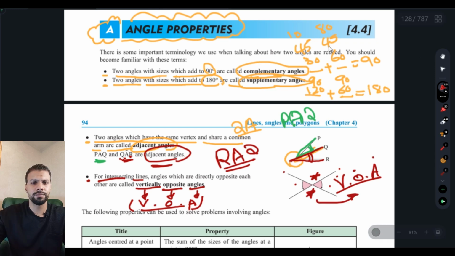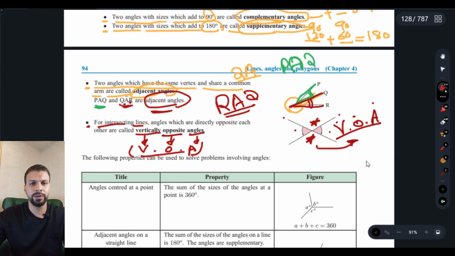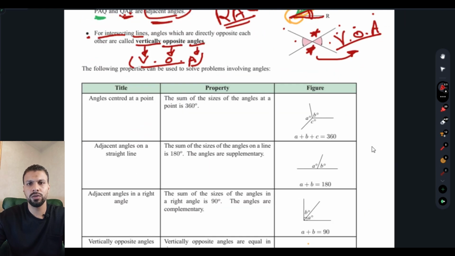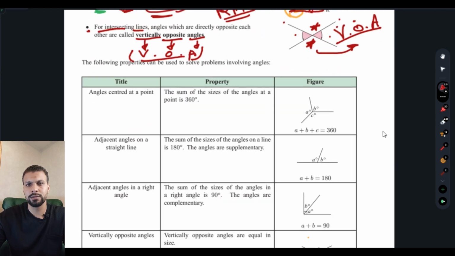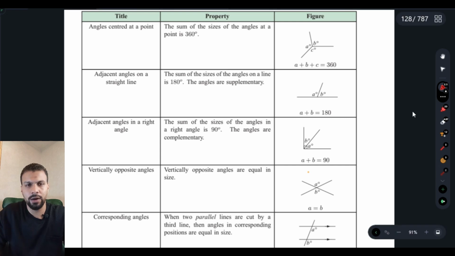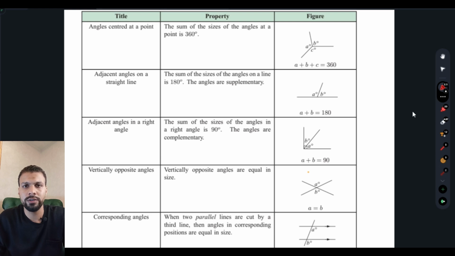Let's continue. The following properties can be used to solve problems involving angles. Let's see how it comes. Angles centered at a point. The sum of the sizes of angles at a point is 360. That means all the angles around the point are equal to 360. Then A plus B plus C equals 360.